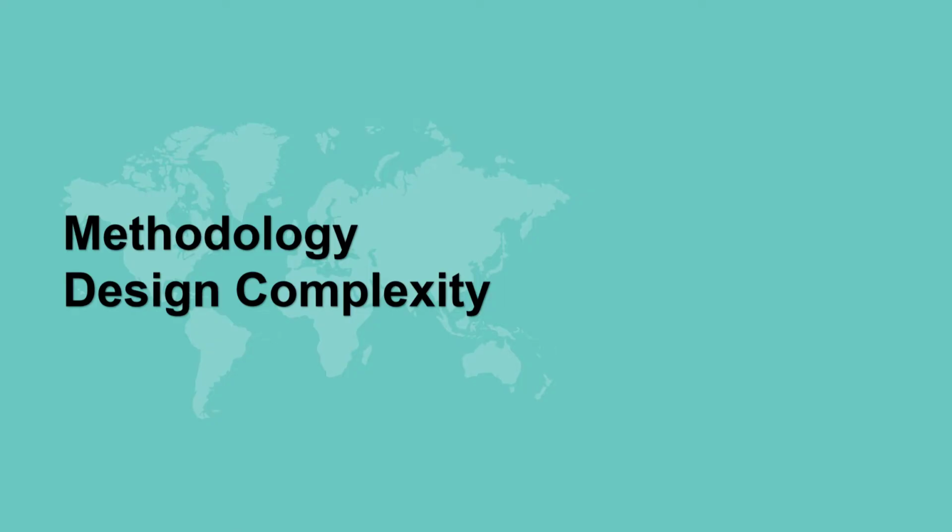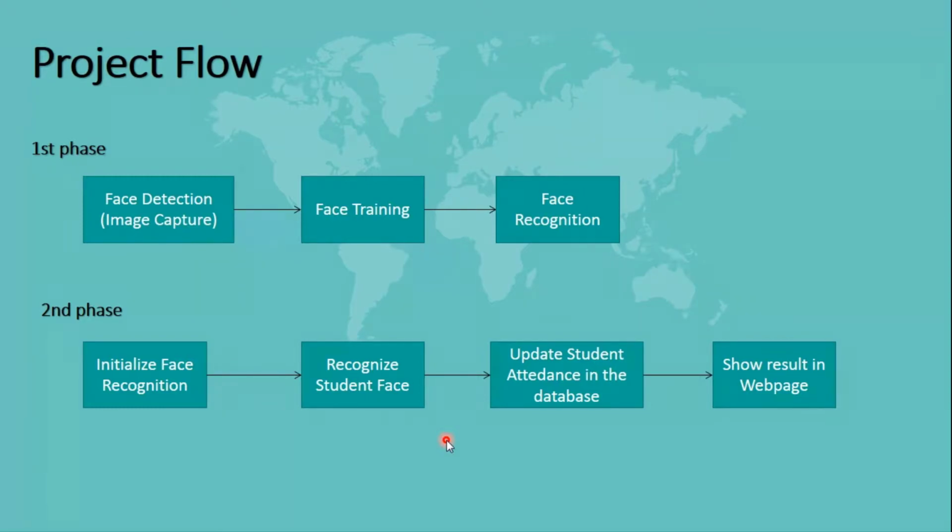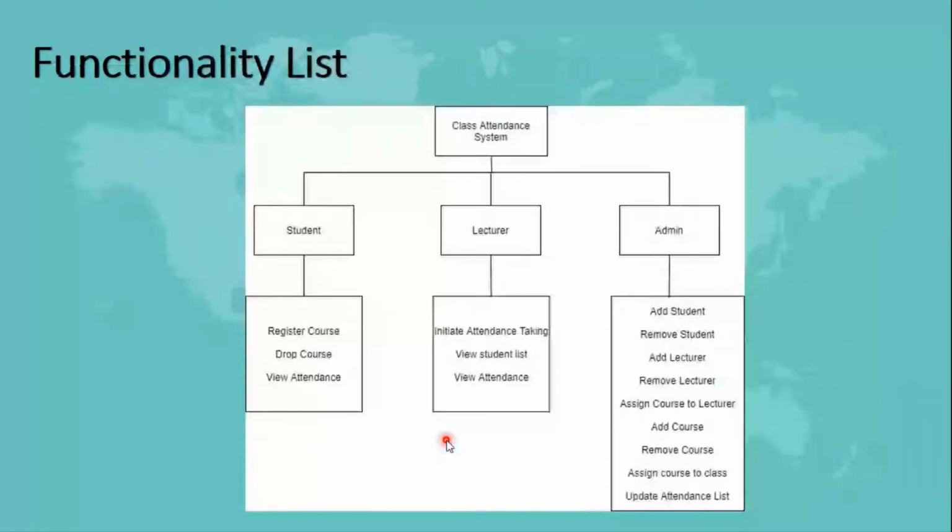Thank you. Thanks Nabeel, I'm Luqman from RK53. I'll present about methodology. Our project has two phases. First, image training. Second, face recognition. In the first phase, the system will capture images when it detects a face. Then it will undergo face training, which converts the pictures into histograms. The histograms will be used in face recognition to compare the detected face with the pictures stored in the system. In the second phase, when a student's face is detected, their attendance will be updated in the database and the result will be shown in the web page.